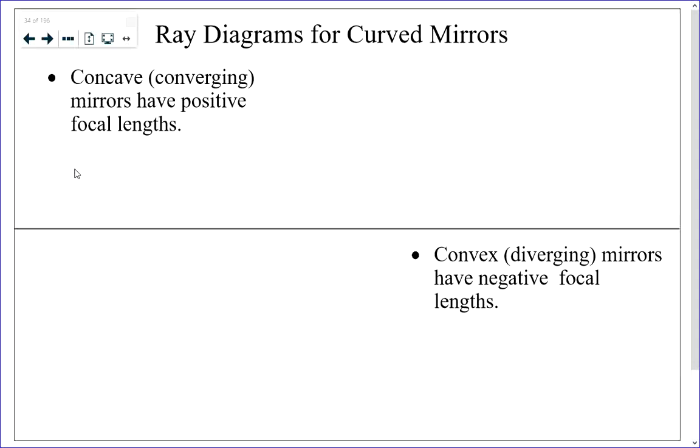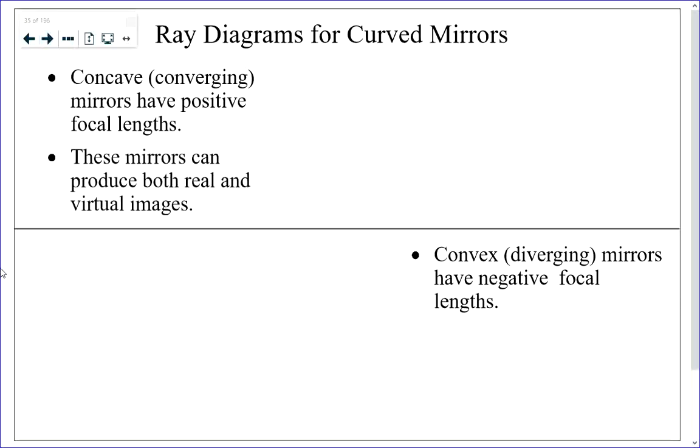What a diverging or convex mirror does is it takes parallel beams of light and reflects them away from each other. It's useful for you to note that a concave mirror can produce real images or virtual images. However, a convex mirror will always only be able to produce virtual images.